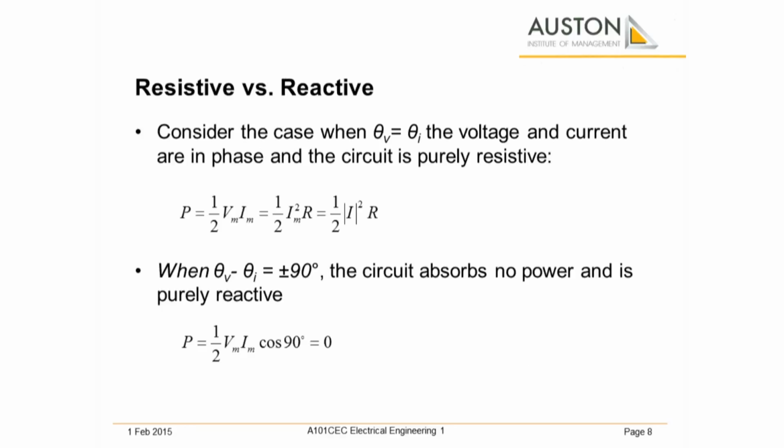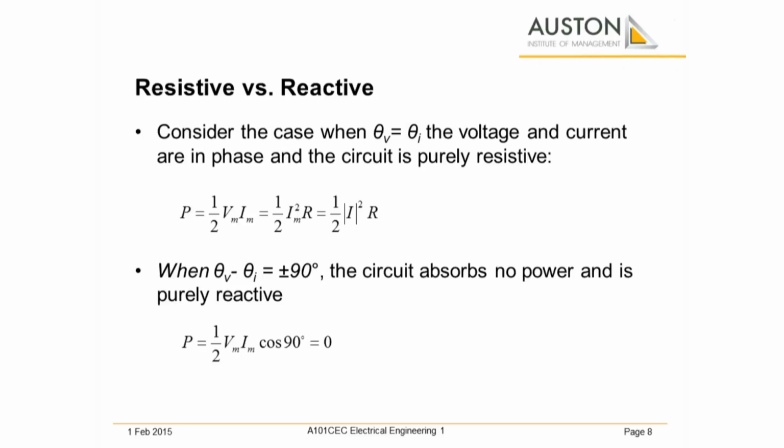Let us now differentiate resistive power and reactive power. The resistive power exists when the voltage and the current are in phase. When they are in phase, the circuit becomes purely resistive. Now, when the voltage and current are out of phase, the circuit basically absorbs no power, and it is purely reactive.